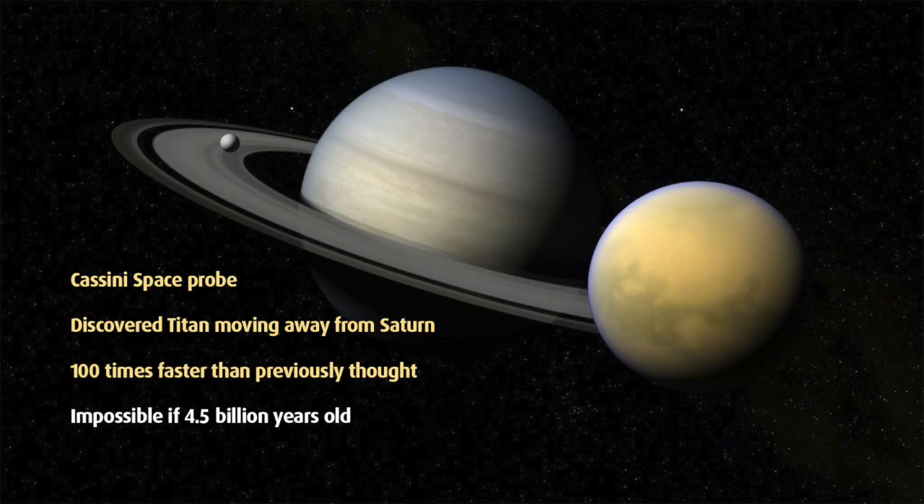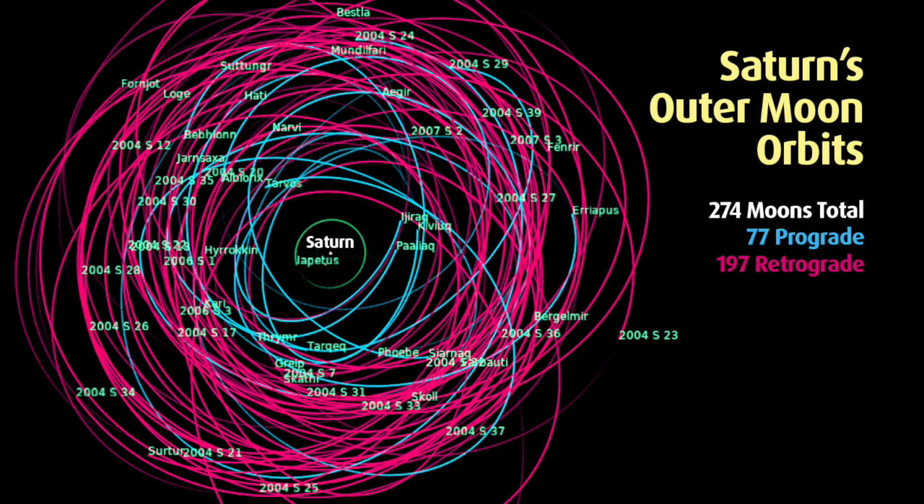Now, Titan is not the only moon on Saturn. Saturn has 274 moons in its orbit. It's more than any other planet, more than all the other planets put together. That would be bad enough if they were all rotating in the same direction. But 197 of the 274 moons are orbiting in retrograde orbits. That means that they're going opposite, like you driving down the highway on the wrong side, going opposite to all the other traffic. How would that even happen naturally?